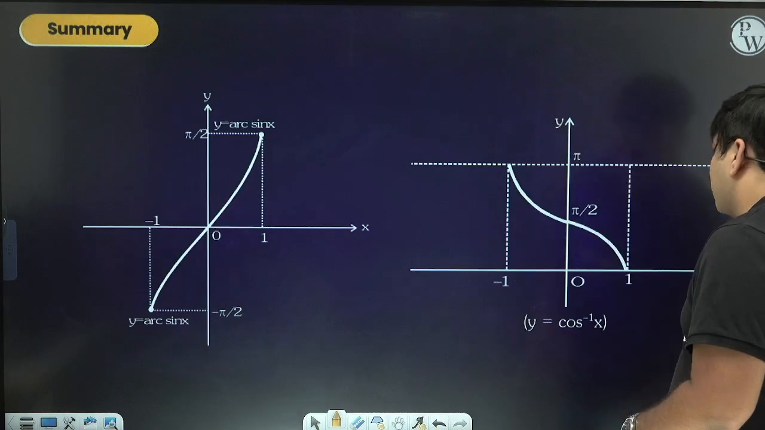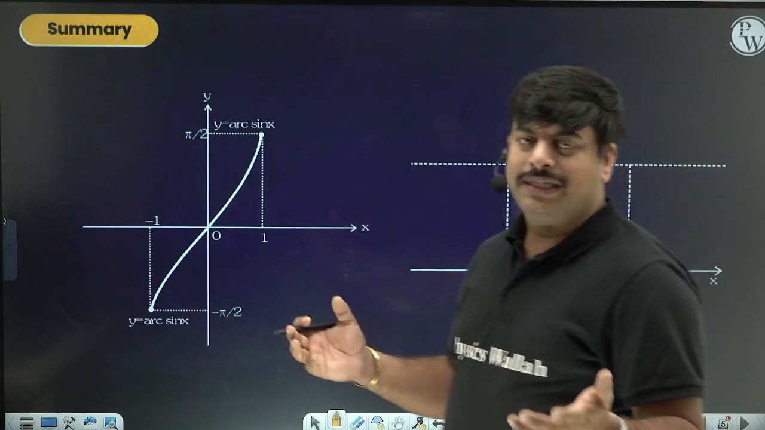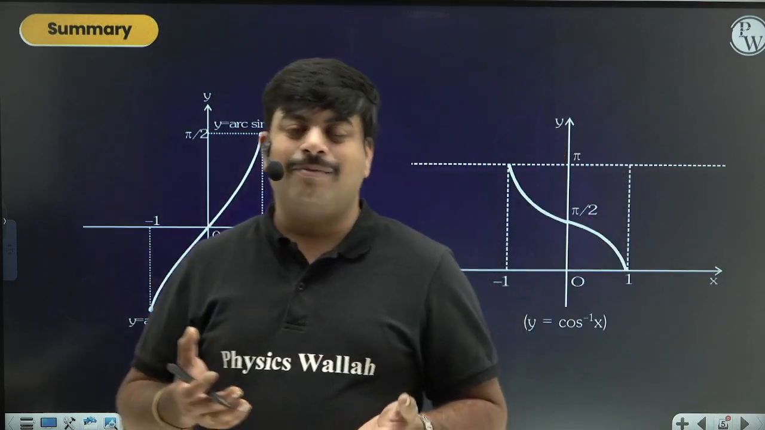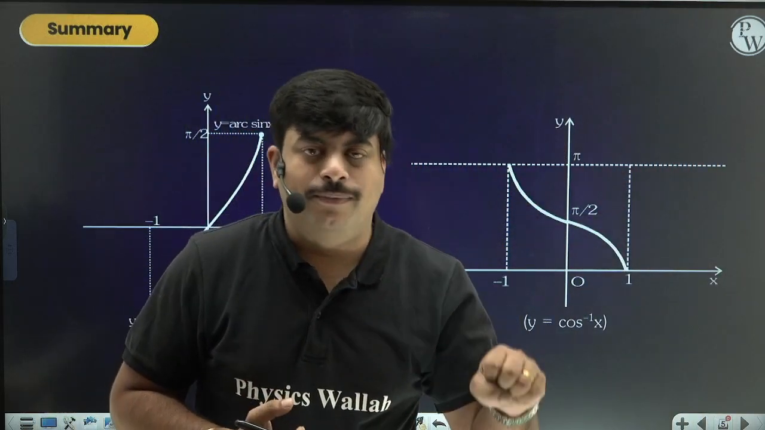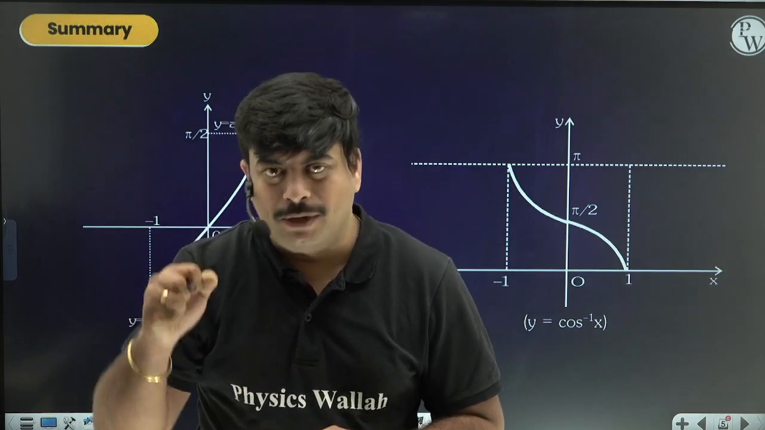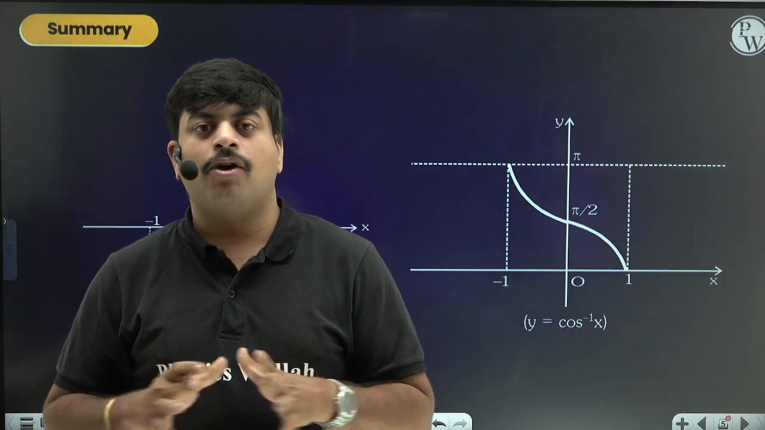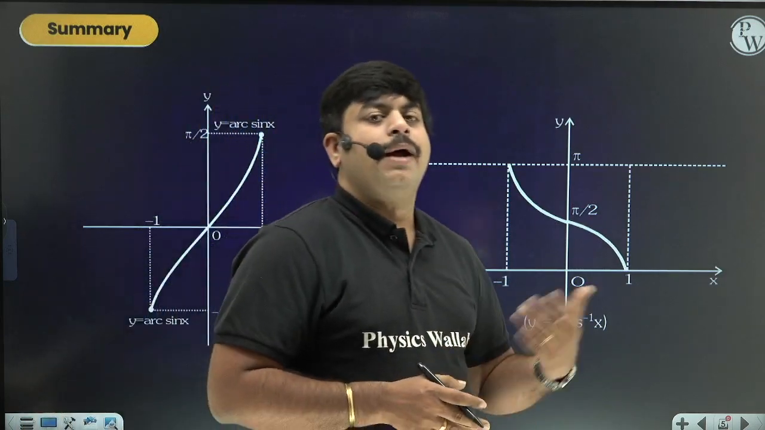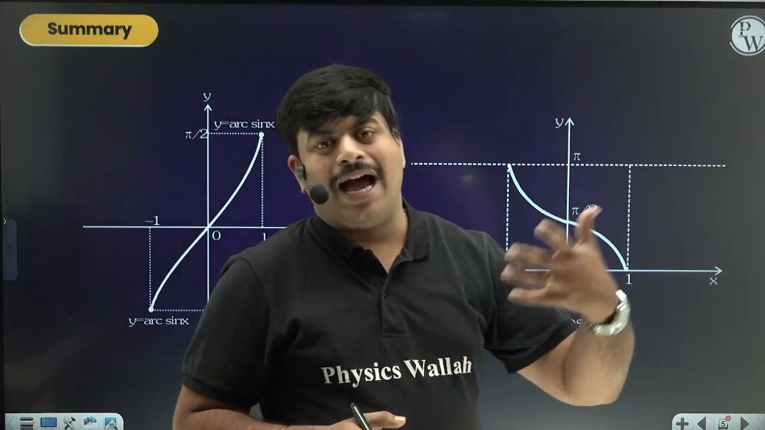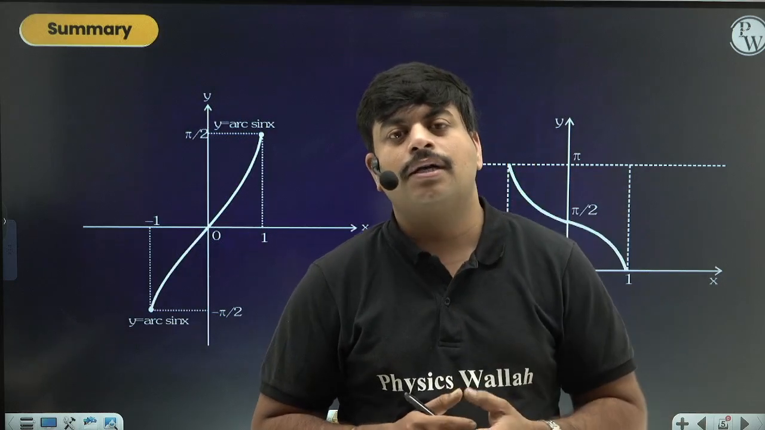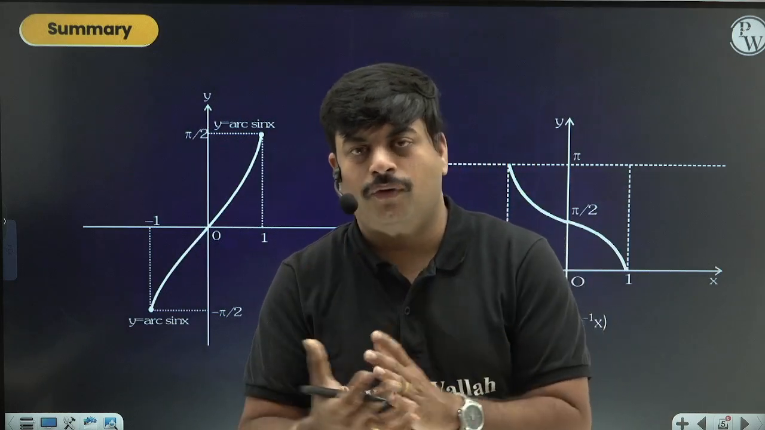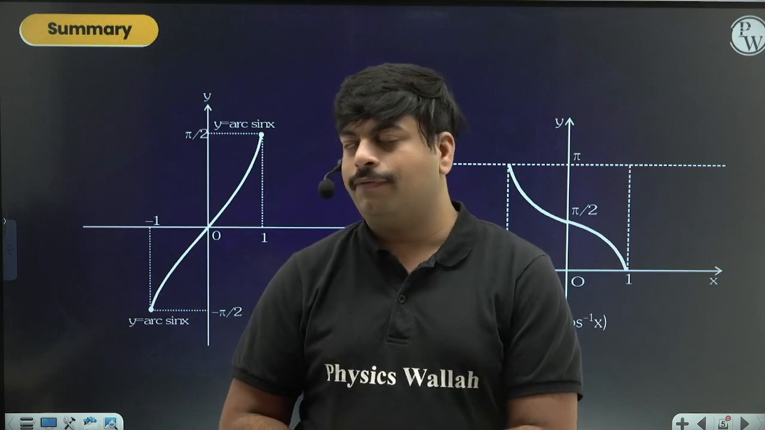But not every year's pattern is the same. We don't have any standard blueprint saying that from this chapter only 4 marks will be given, or only 6 marks will be given. That kind of thing is not mentioned anywhere. But from the data of the last few years, we can say that at least one 4 or one 6 marks question is coming from this chapter for sure.